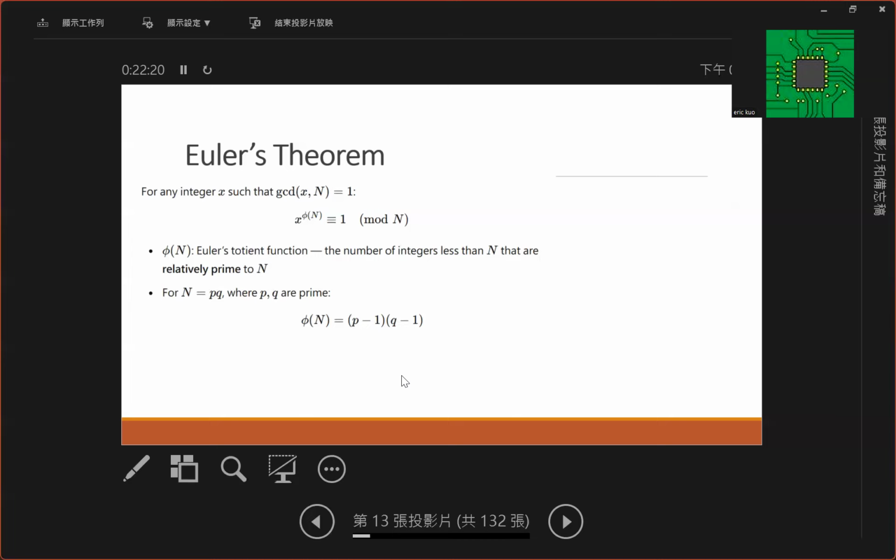So this is just an example to show the theorem. By the way, the proof is not so difficult; I will try to explain it. And when n is p times q, where p and q are primes, phi of n has a relatively simple formula: p minus 1 times q minus 1. For example, this is 2 times 5, so it is 2 minus 1 times 5 minus 1.